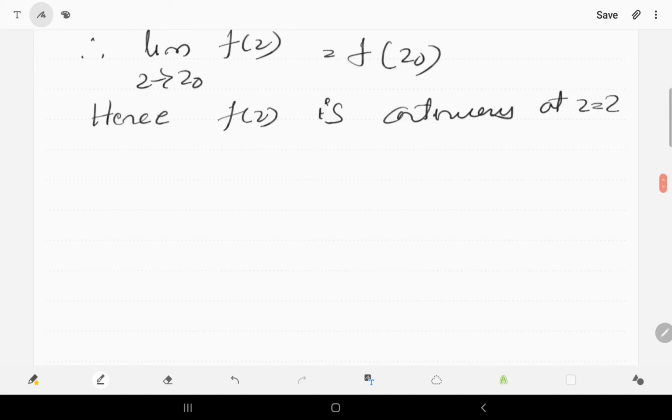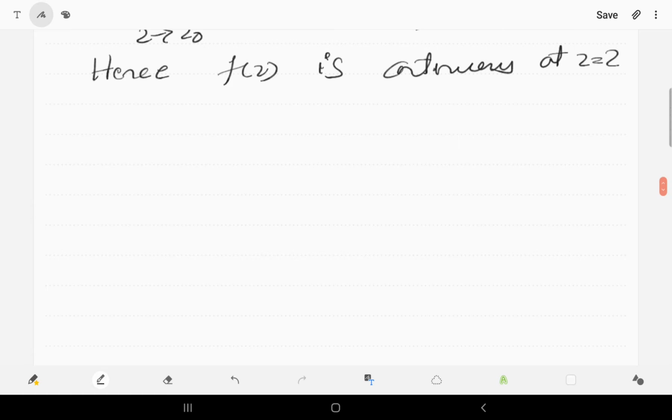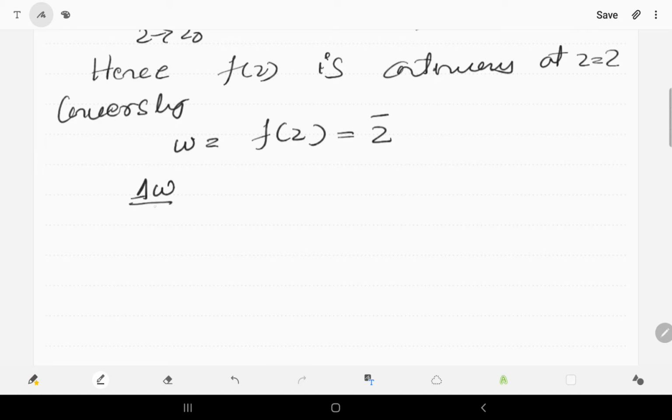So, the converse part: if it is a continuous function, then it does not necessarily imply that it is differentiable. We explain this by taking one example. Conversely, w is equal to f of z, that is given by the function z bar. So delta w by delta z is equal to, w is equal to z bar, delta w is equal to z plus delta z bar minus z bar, whole divided by delta z.